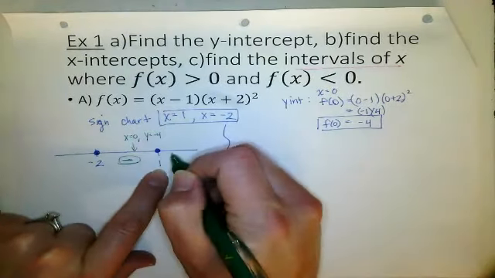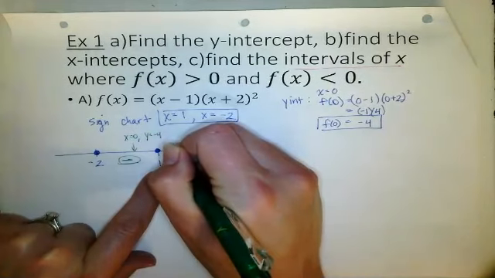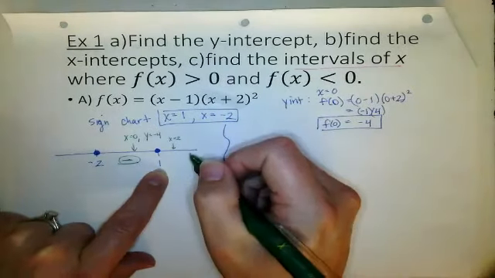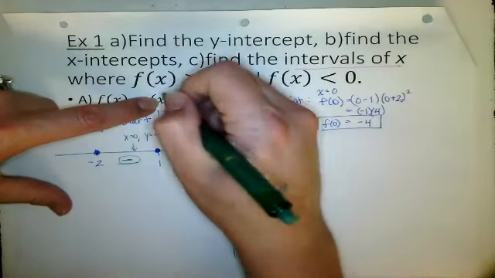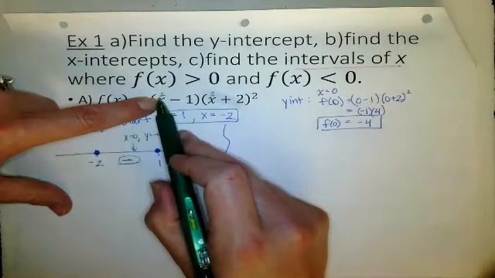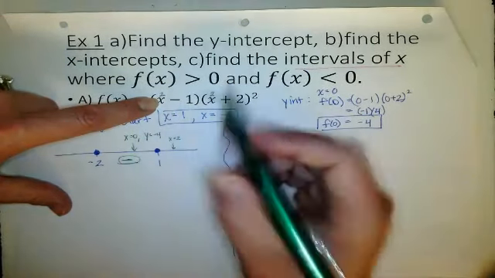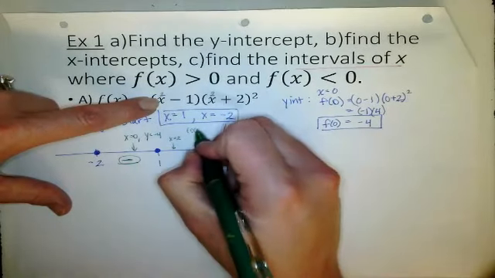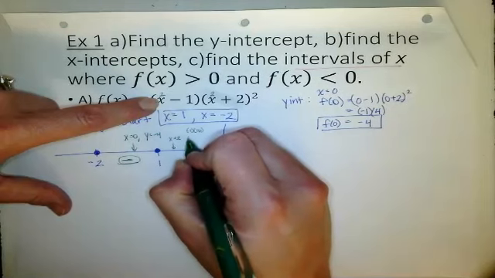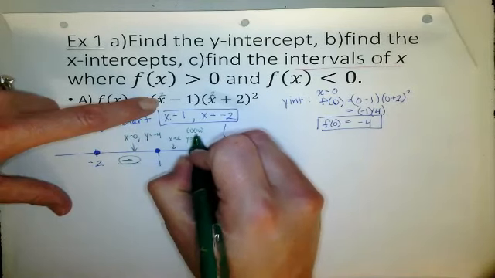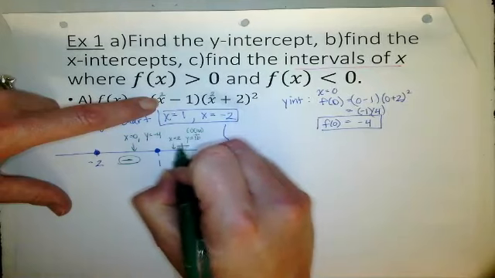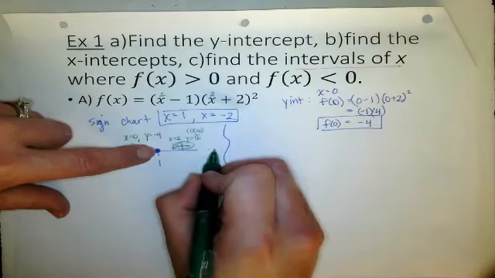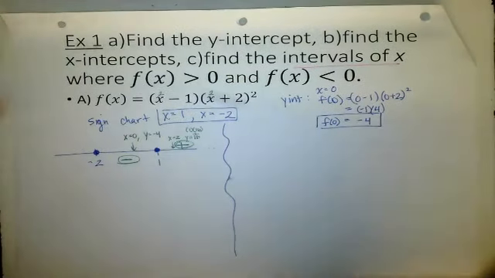A number to the right of 1, I could test x equals 2 or 3 or 4 or 5, lots of values you can plug in there. I'm just going to plug in a 2 for the x. I would have 2 minus 1 is 1. And here 2 plus 2 is 4, squared is 16. So I get y equals 16, which is a positive value. So everything in this region has a positive result. Everything to the right of 1 is positive.